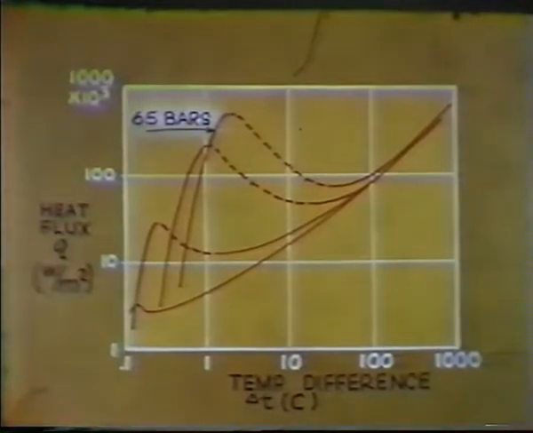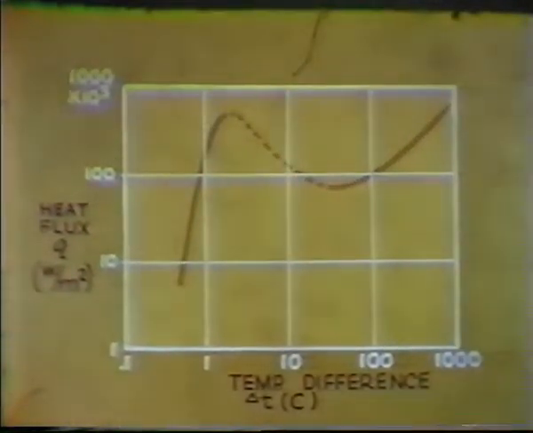In this first scene, the carbon dioxide is at a pressure of 65 bars with the corresponding saturation temperature of 25.5 degrees Celsius. During the run, the heat flux is gradually increased to a maximum of 450,000 watts per meter square. This is below the burnout heat flux, and nucleate boiling exists throughout the entire run.